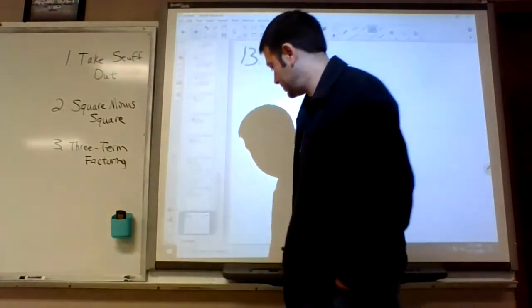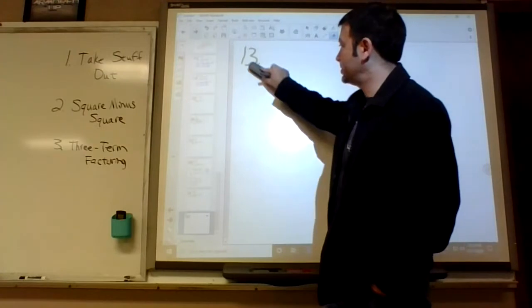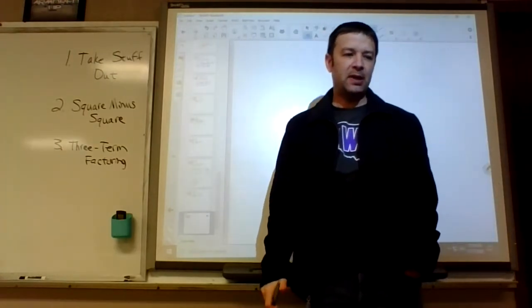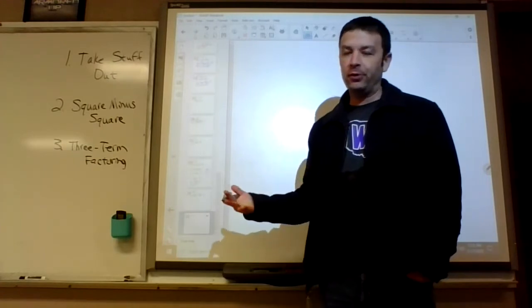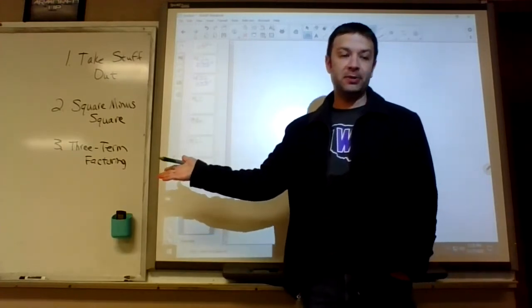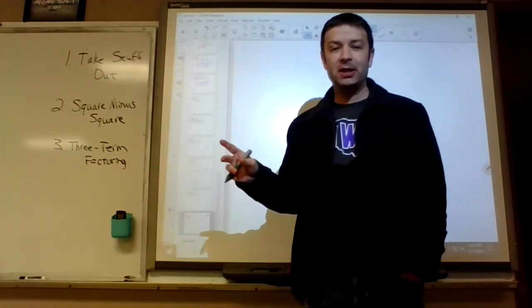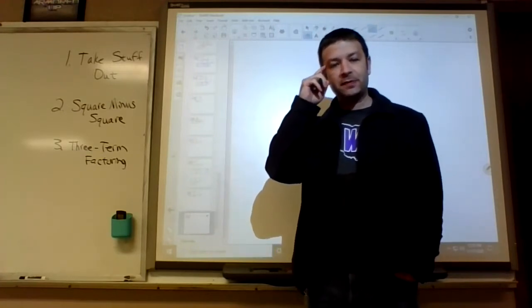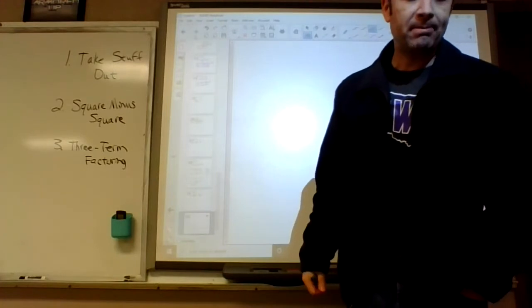Okay, actually, we need to talk about 12 and 13. 12 and 13 are unique on this assignment. It's a fourth way of factoring. I didn't put it on my list because it only shows up on these two problems. It's called grouping.